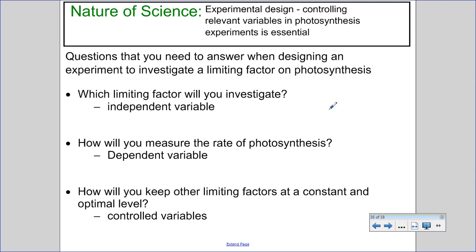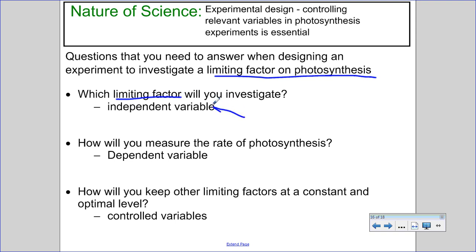So as part of the nature of science for this subtopic, this is dealing with experimental design, controlling relevant variables in photosynthesis experiments is essential. There are some questions that you need to answer when designing an experiment to investigate a limiting factor on photosynthesis. You have to determine which limiting factor you will investigate.